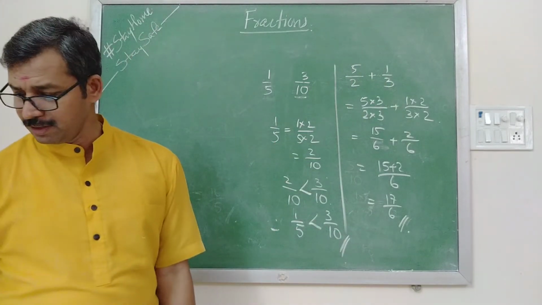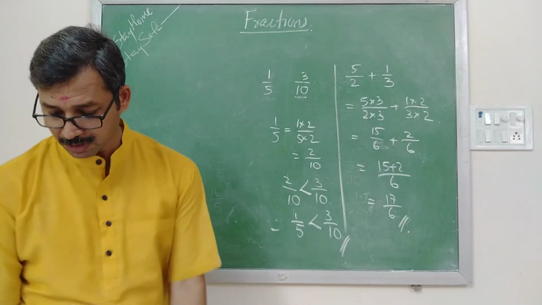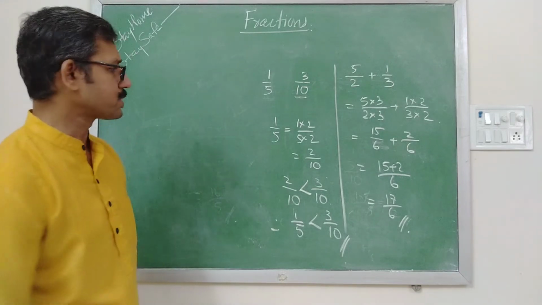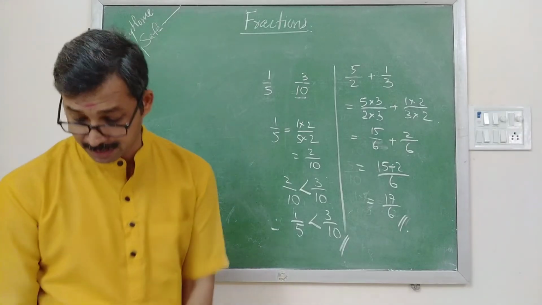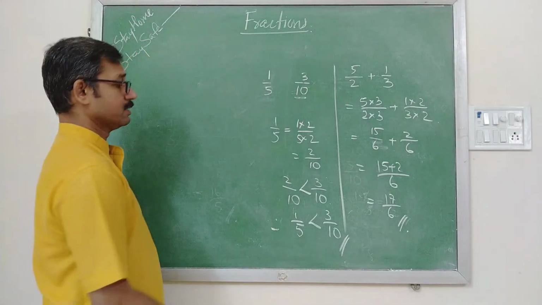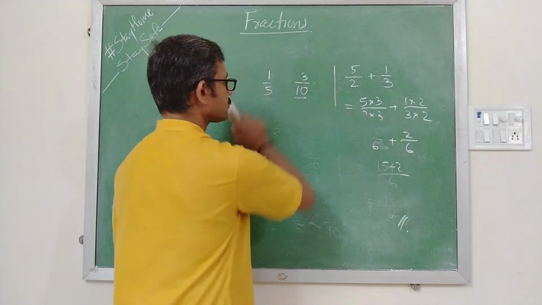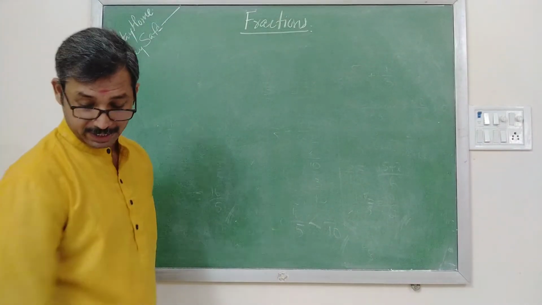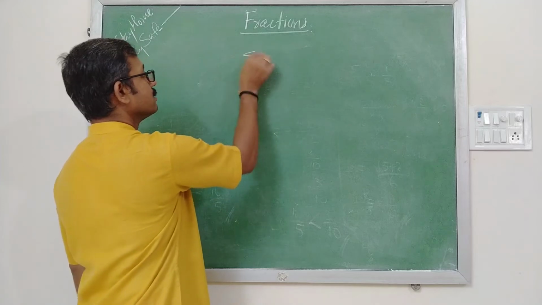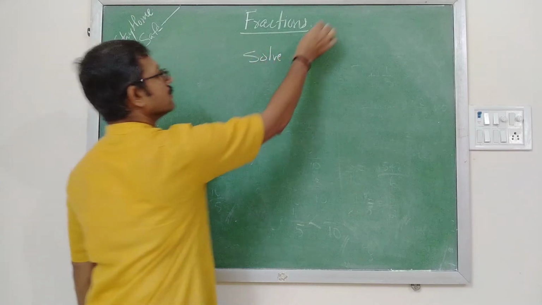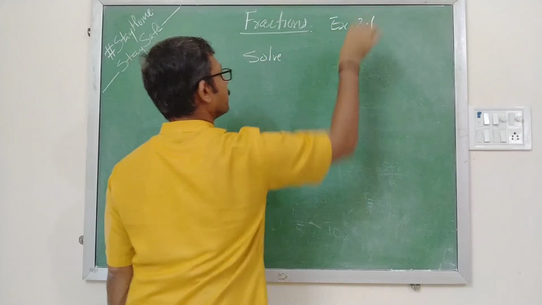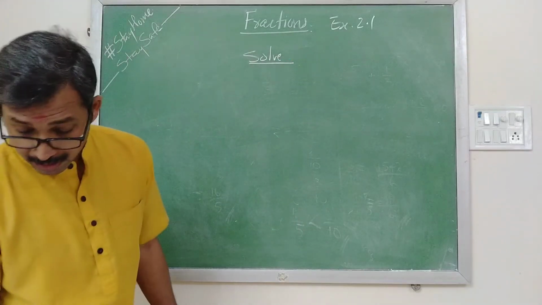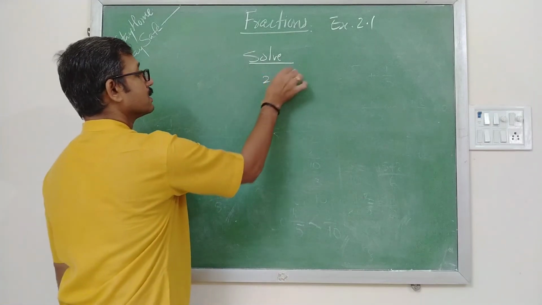Then just exercise 2.1. One or two sums we will do, then for the rest of the sums you can do yourself. Okay, see very carefully. It says 2.1, solve. What you have to do is 2 minus 3 upon 5.